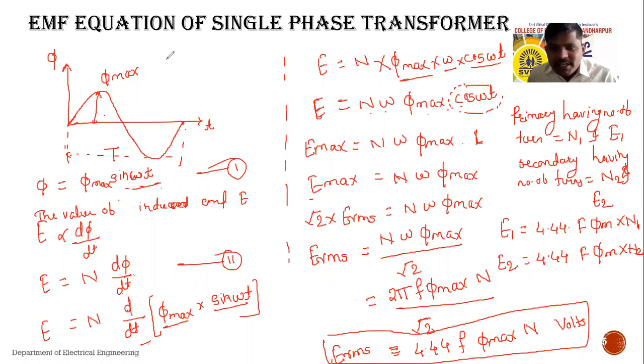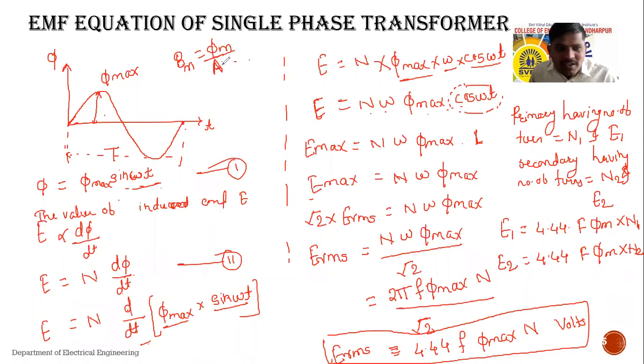How can the flux density be denoted? B, right? What is the relation between phi and B? B is equal to phi upon A. So we write Bm, the maximum value of flux density, equals the maximum value of flux divided by A, where A is the cross-sectional area of the core.